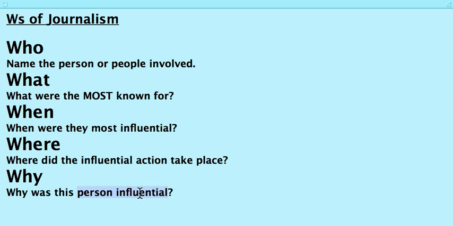What they did has a ripple effect, and you need to put your finger on that and figure out why that person was the most influential. So you're going to say, oh, they spurred on a whole movement, or they were the first person to do this, which then led to others doing it, etc. So you're going to figure out why this person or people were very influential. And those are the W's of journalism that we are going to use for this project.